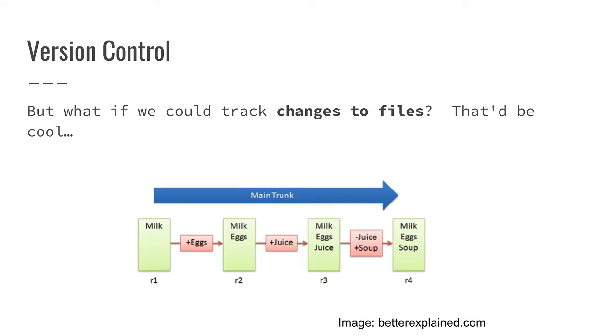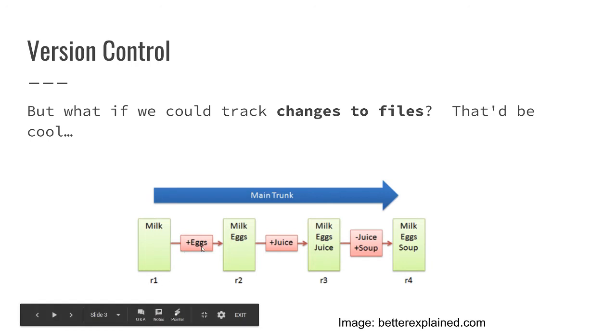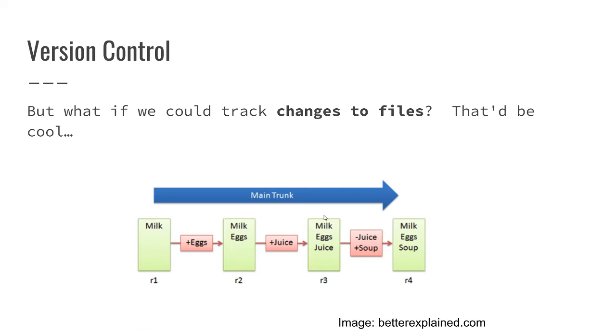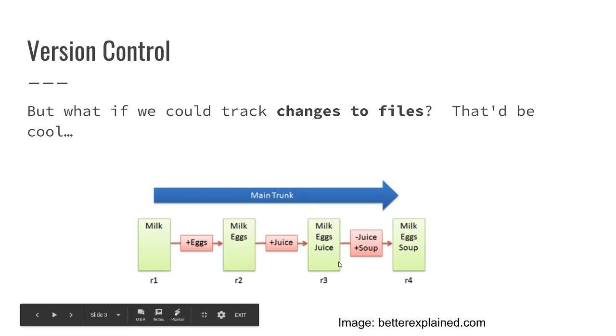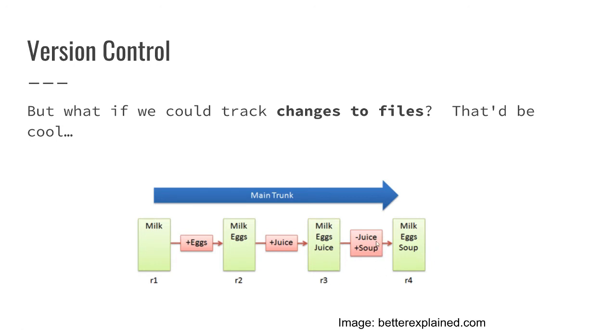But what if we could track the changes to each individual file? Then we could do something like in this diagram where you have milk on a list and your list changes. There's revision 1 and maybe you add eggs to your list, and so revision 2 has the new list with milk and eggs, but you can still refer back to revision 1 and check the difference between those. And then maybe you add juice to the list and you've got milk, eggs, and juice in revision 3 of the list. And then you can make another change set that does both, takes away juice and adds soup to give you revision 4.